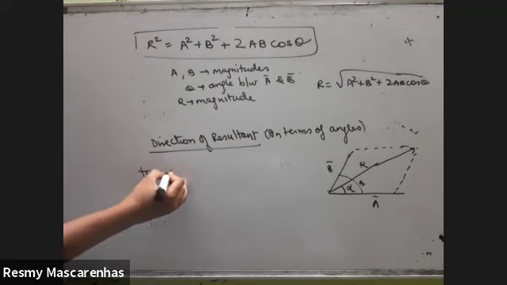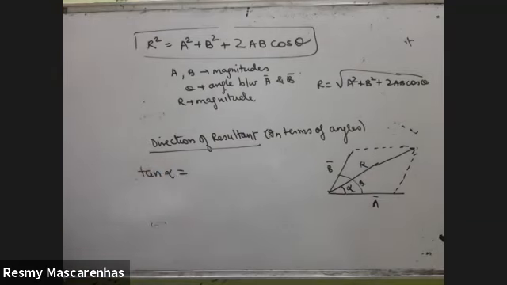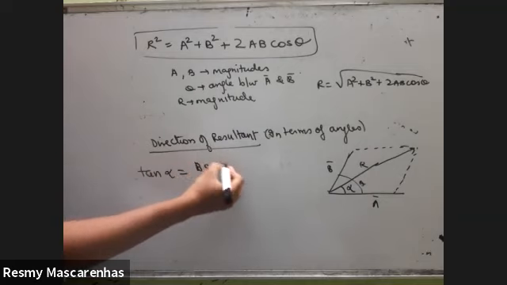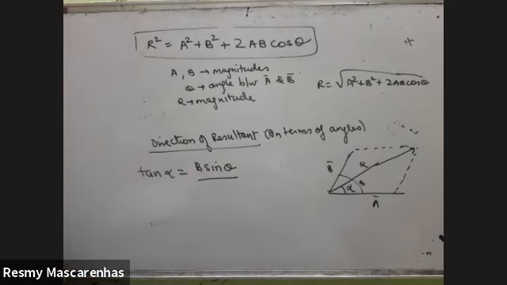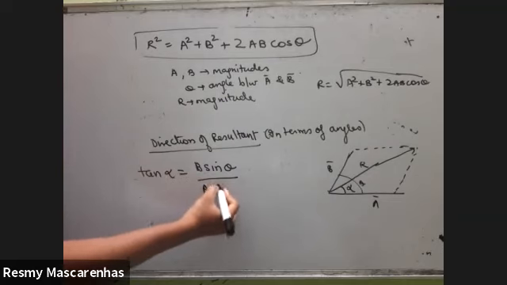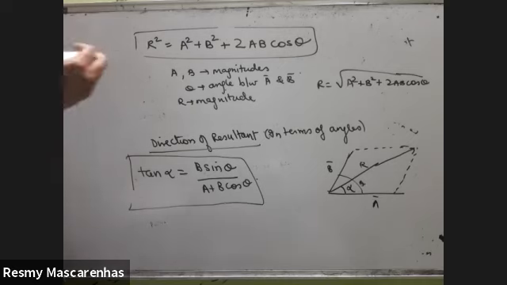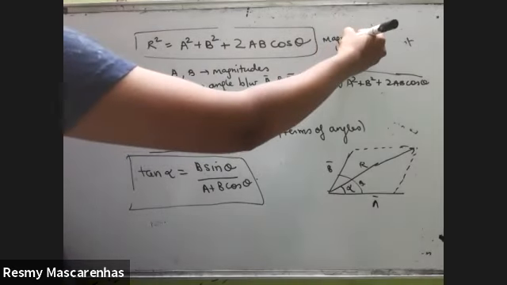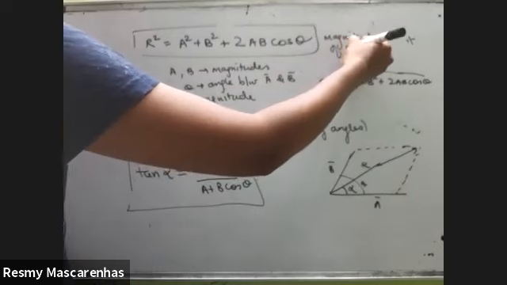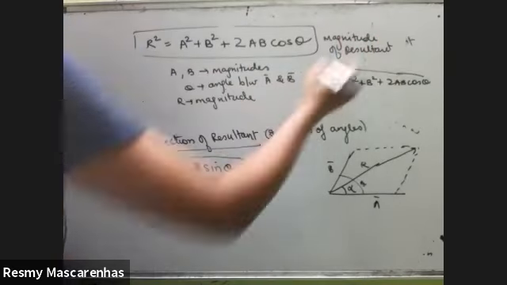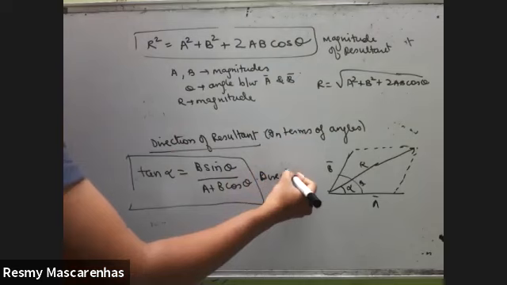So tan alpha is b sin theta upon a plus b cos theta. We'll derive this formula. As of now, to study, we write and give. For problems point of view, you have to learn this by heart. So this is the magnitude of the resultant. This is the direction of the resultant.